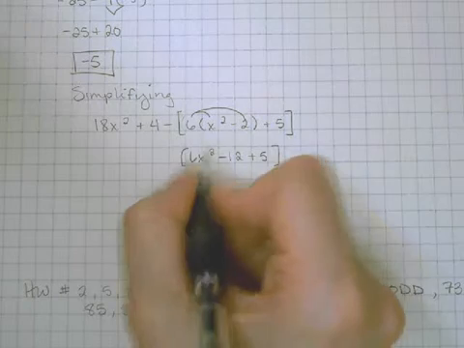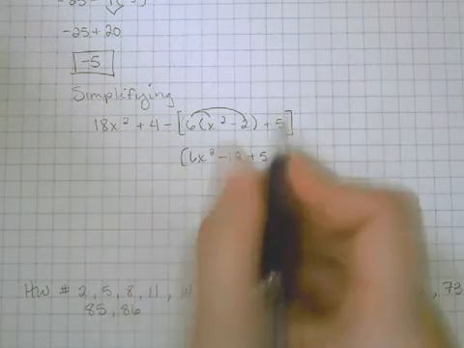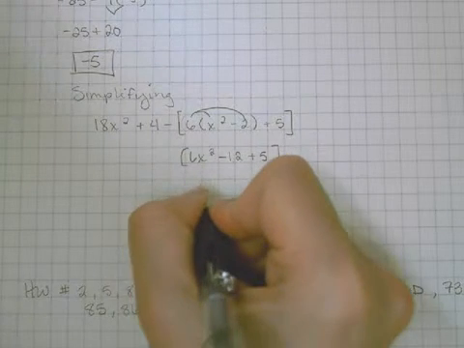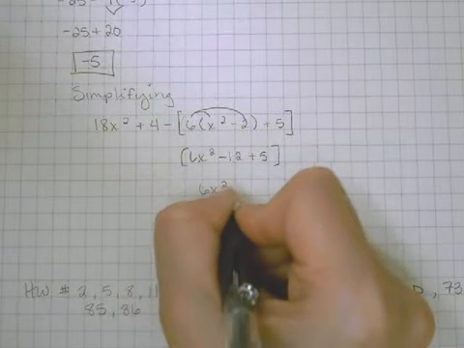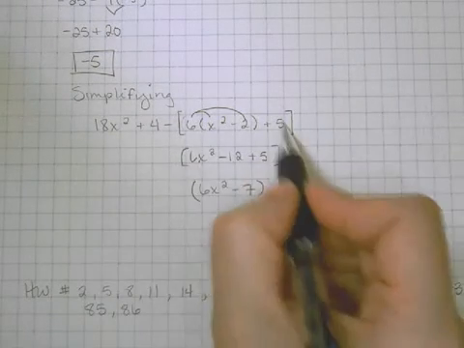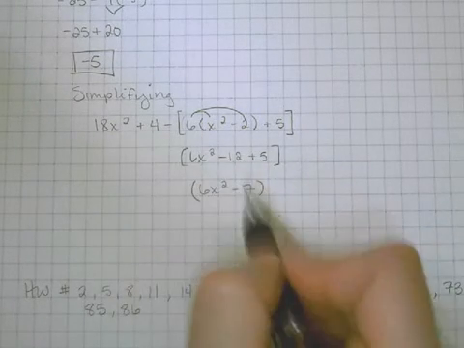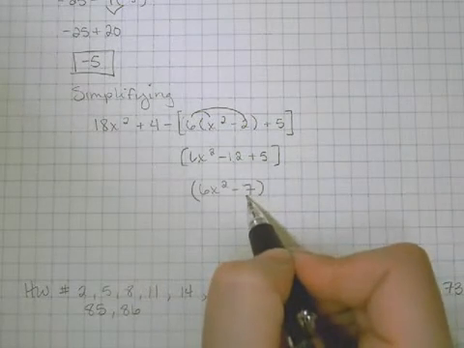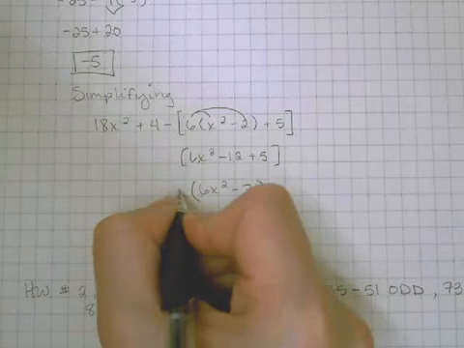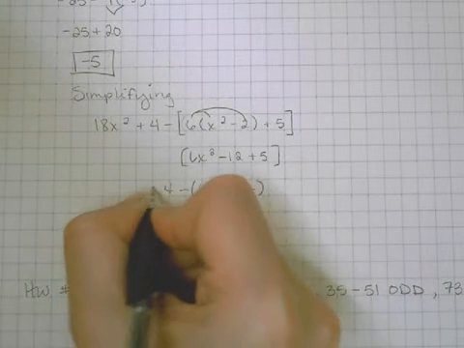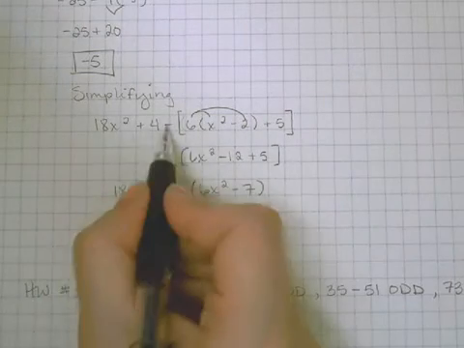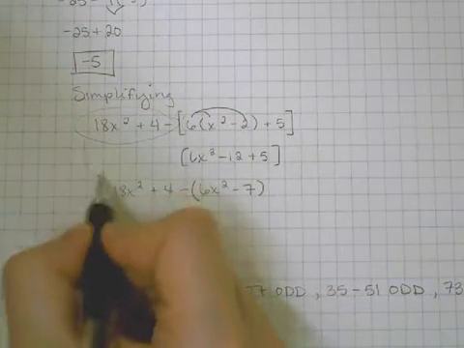Then I can't do anything with the 6x squared, so -12 plus 5 is -7. So I have 6x squared minus 7. So that's just simplifying this part right here. And I can't do anything else with that. So what I'm going to do is take this part that I didn't use and drop it down to this step. I'm going to work backwards. So I just took this whole thing and brought it down to that step.